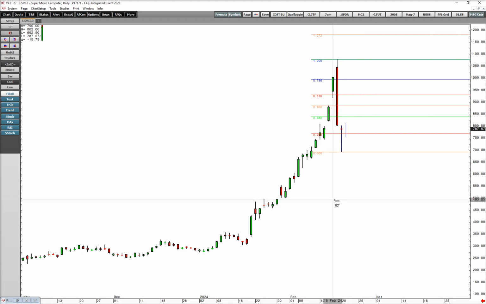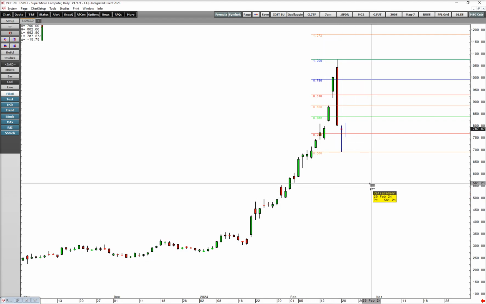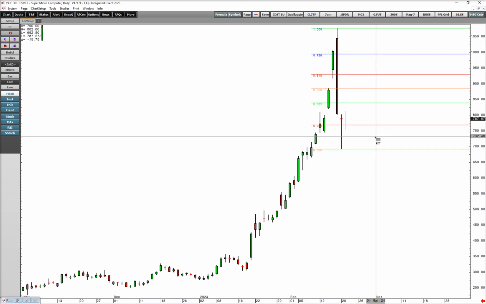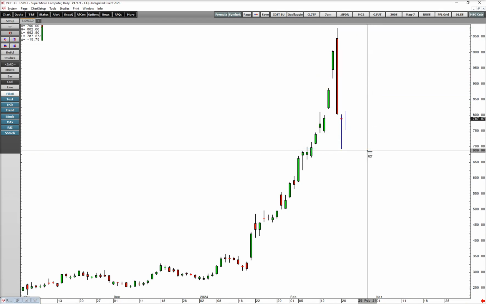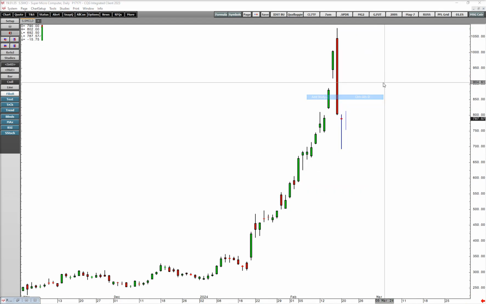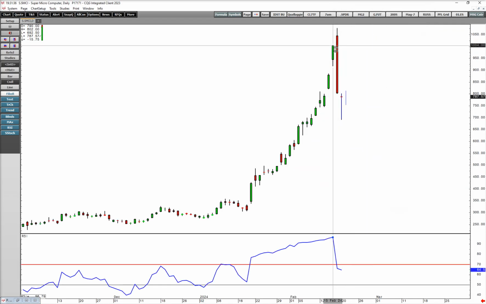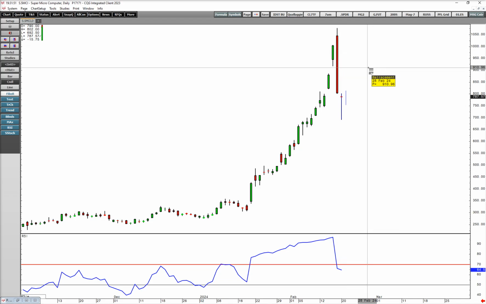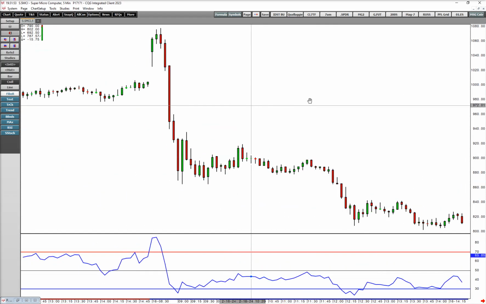So that is SMCI. And again, this was an epic move. If you look at something like the RSI, we got as high as 96.79 on this day, and it was above 97 here before we fell on Friday. And Friday was a frustrating day. It was options expiration, and I did see that breaking down.